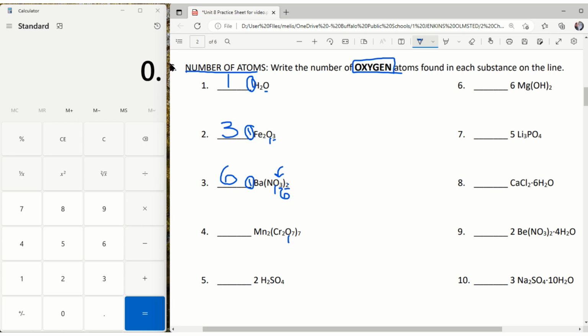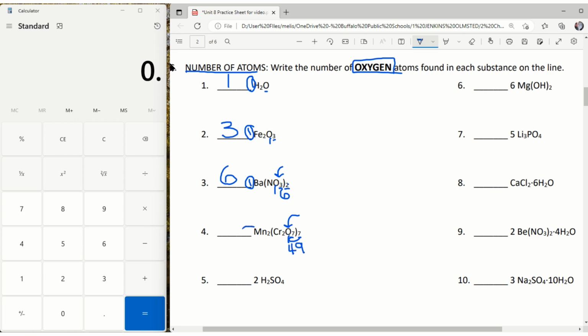There's oxygen. Do I have a subscript? Yes, I do. It's 7. Do I have parentheses? Yes, I do. Is oxygen inside the parentheses? It sure is. Okay, so what do I do? I have to distribute. I have to multiply this 7 outside times everything that's inside the parentheses. So for oxygen, 7 times 7, which is 49.